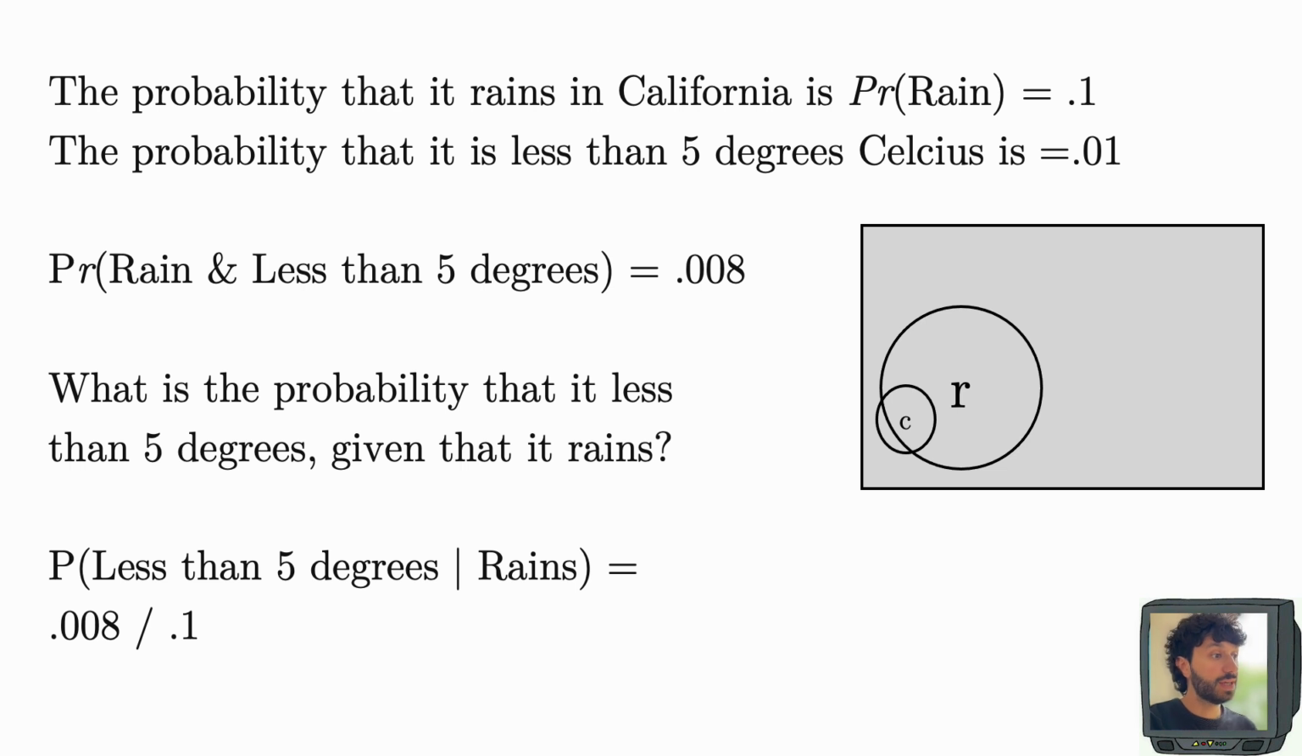Why? Because by definition of conditional probability, the probability that it's less than 5 degrees given that it rains is equal to the probability that it rains and is less than 5 degrees over the probability that it rains. Look over at the definition that we gave you earlier in the video if you're not sure why. And those values are 0.008 and 0.1. So you divide them and you get 0.08, which is around 8%.